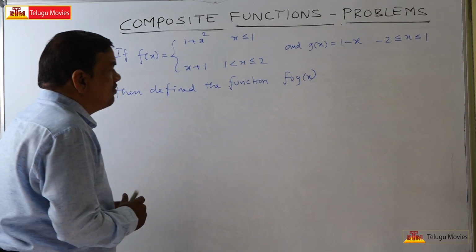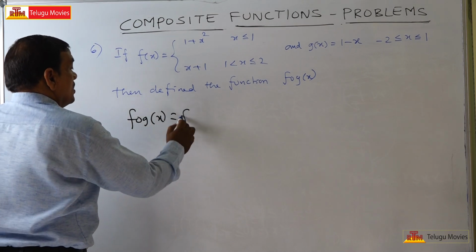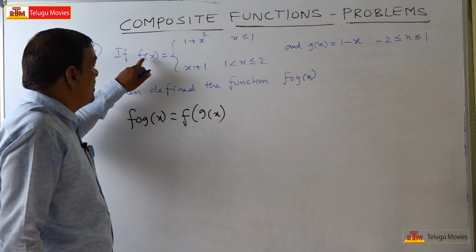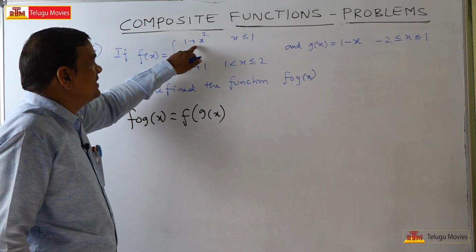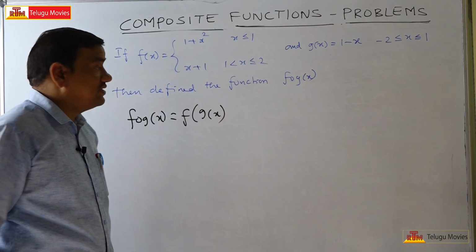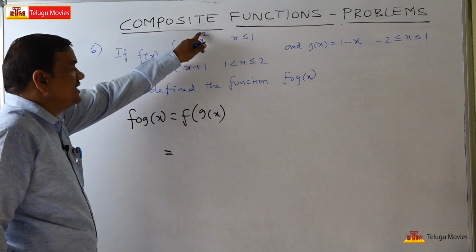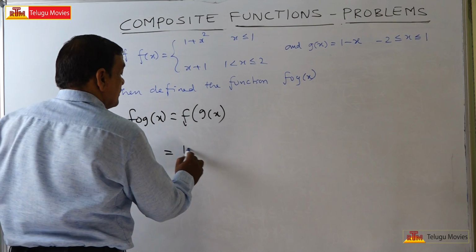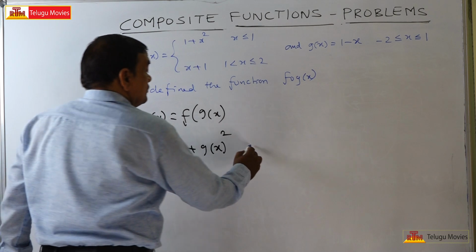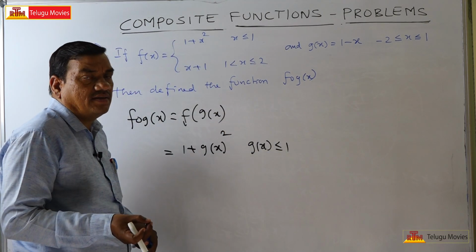If you observe the first two problems, then you can easily understand this. The first thing is, what is f circle g of x? It is f of g of x. Here f of x is 1 plus x square, where x is less than or equal to 1. Then f of g of x will be 1 plus g of x whole square, where g of x should be less than or equal to 1, that is, g of x is an element of that domain.